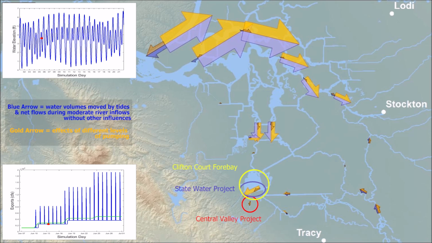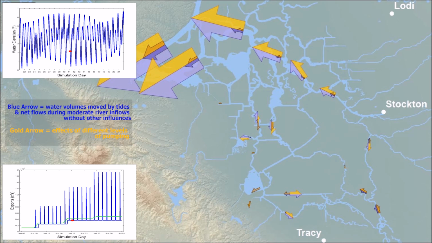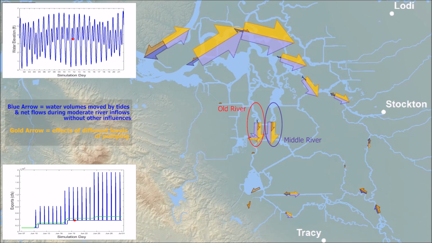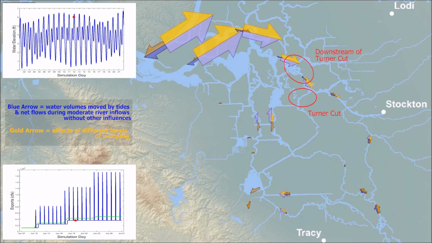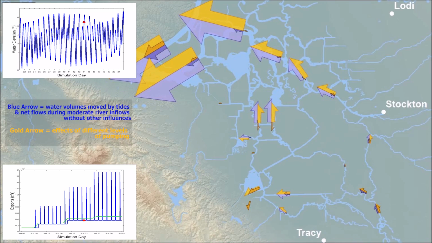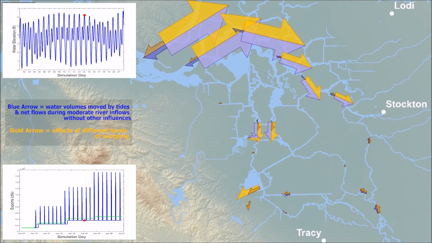Model results also suggest that even without the barriers in the South Delta, most of the water drawn toward the pumps comes from the Central Delta, reversing net flows in Old and Middle Rivers. Without gates or flow barriers in place, the San Joaquin River downstream of Turner Cut experiences net negative flows during spring tides as water is pulled toward the pumps at higher pumping levels. We will now advance to higher diversion levels.